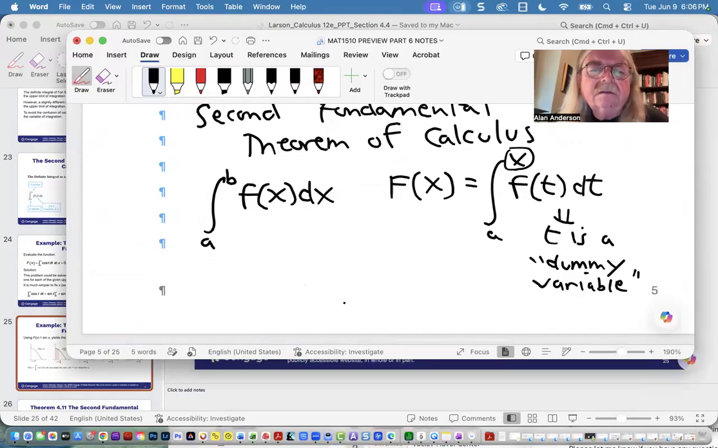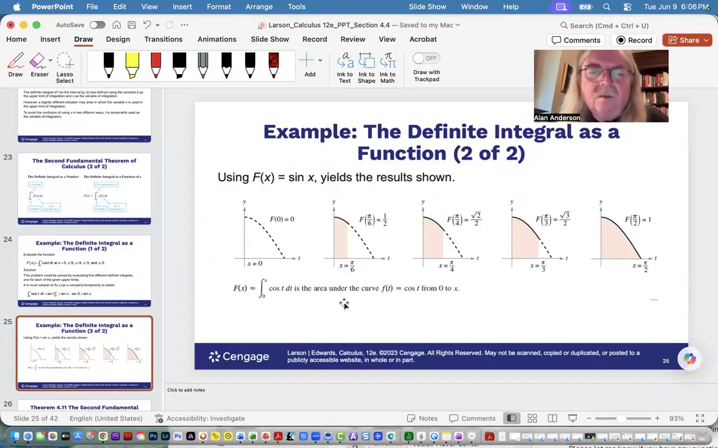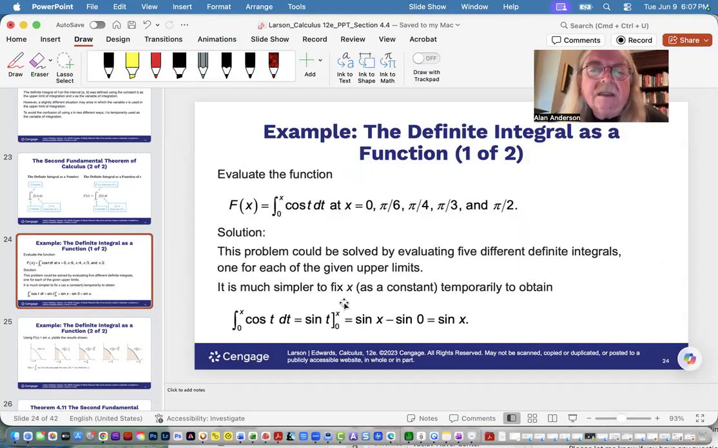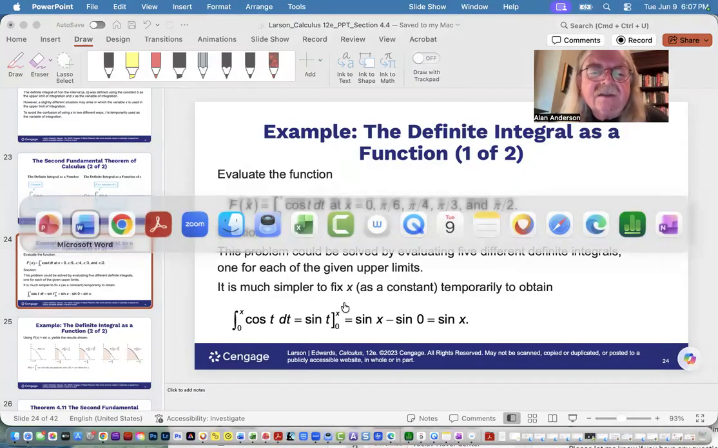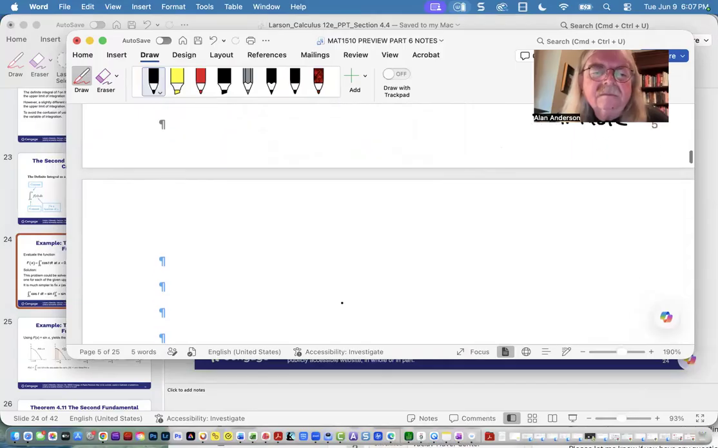And so what they're doing here is they're saying, well, you know what we could do is create a series of rectangles and add up their areas. Like they said here, we could try 0, pi over 6, pi over 4, pi over 3, pi over 2, or what they are recommending that we do instead is this. So we start out here again.